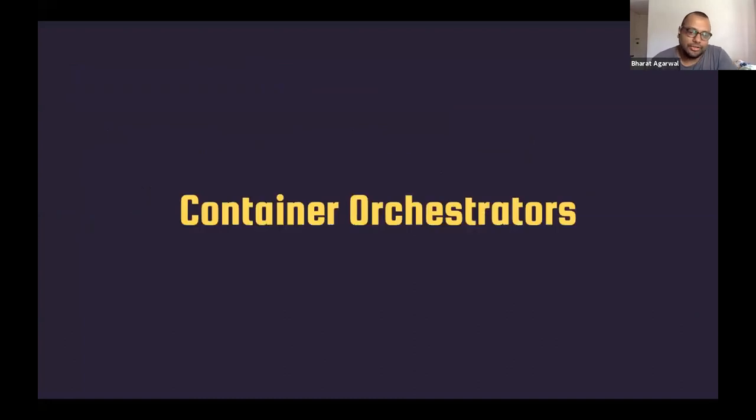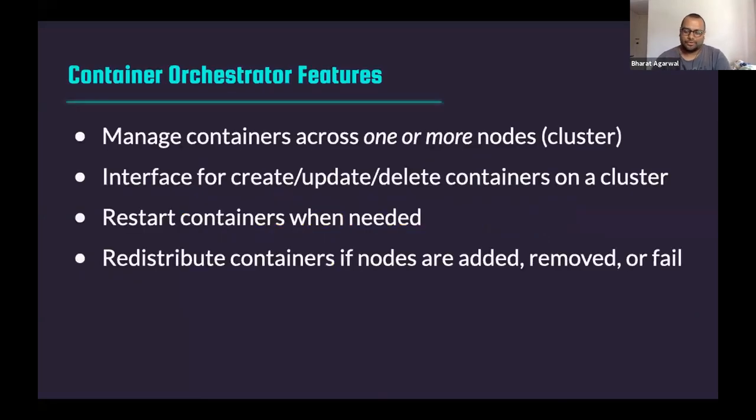So we found we had to use a container orchestrator. There are two common orchestrators out there, Kubernetes and Docker Swarm. We chose to go with Docker Swarm because that's the simplest in terms of expanding your knowledge from Docker to Docker Swarm, and also our use case didn't need something as complex as Kubernetes. An orchestrator will manage across multiple nodes. When you want to create, update, or delete containers on a cluster, you go through the orchestrator and it manages everything for you. It does some basic management tasks like restarting if an application crashes. And as I mentioned before, it redistributes when nodes are added or deleted.